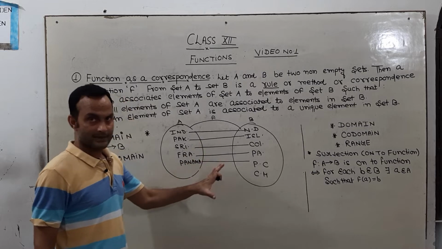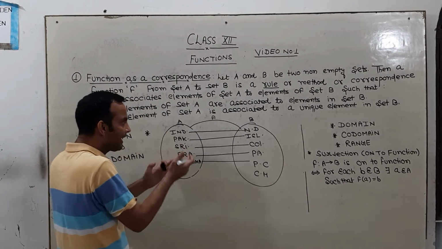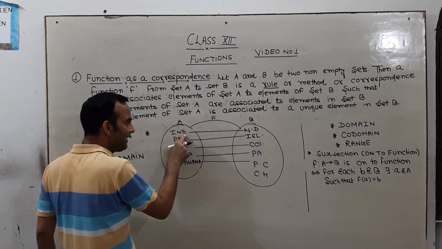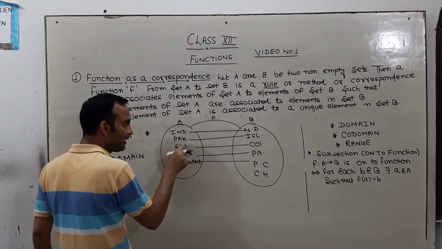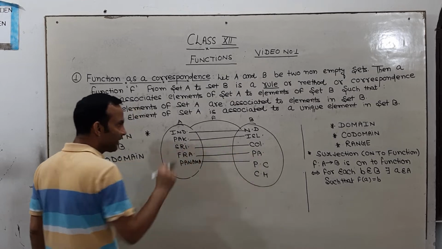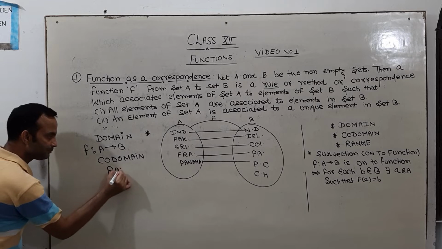And the images of what? Images of all the elements present in set A, like the image of India is New Delhi, the image of Pakistan is Islamabad, the image of Sri Lanka is Colombo, the image of France is Paris, the image of Panama is Panama City, is said to be range.